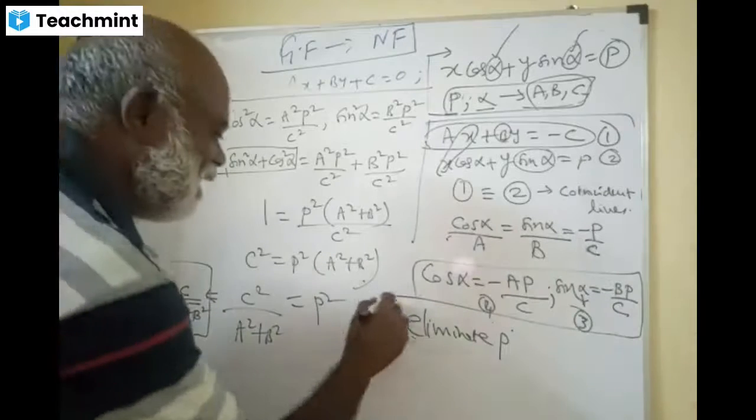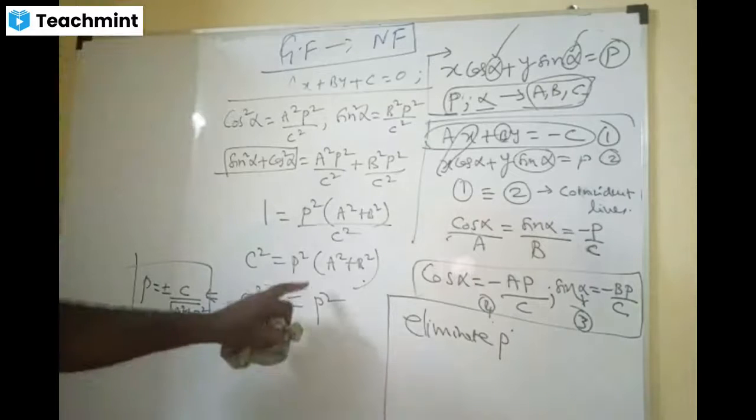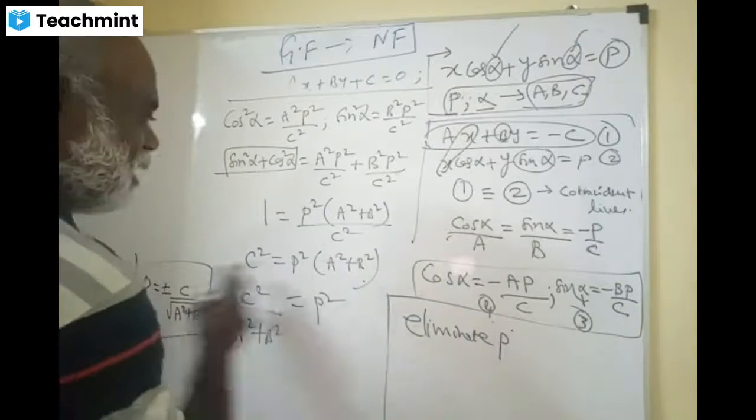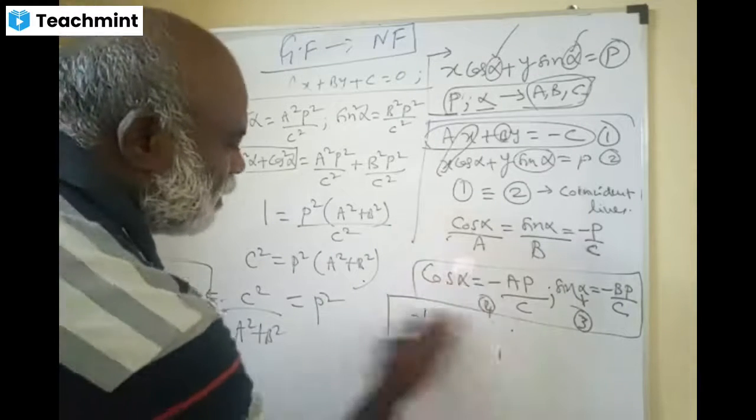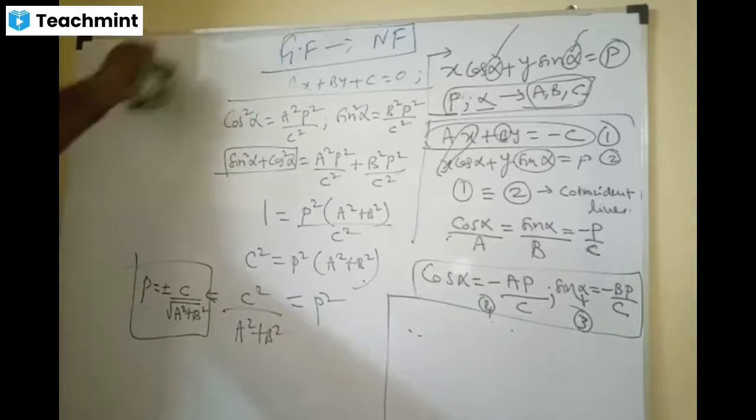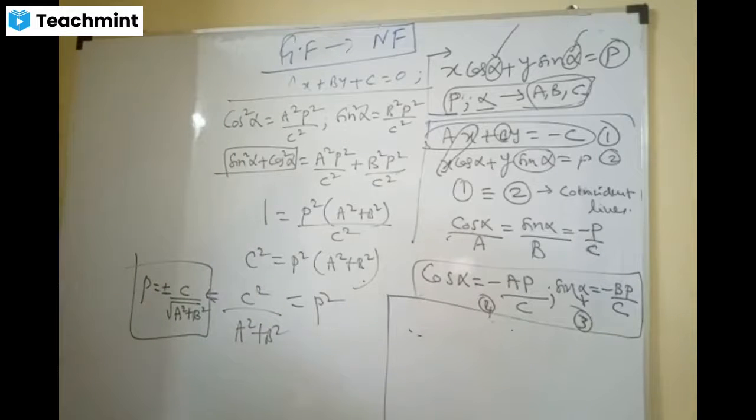In the same way, in place of this P, put cos alpha here. Okay, I'll write it. Please note down. Then I will tell the remaining portion, then I'll go for problem solving.